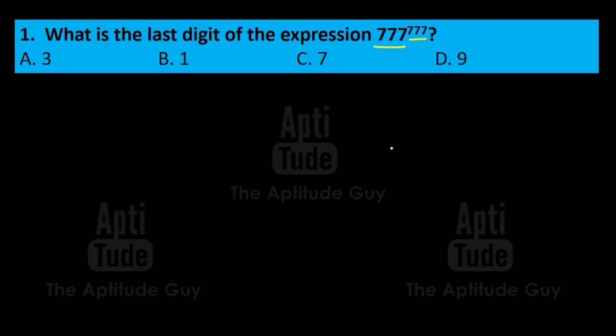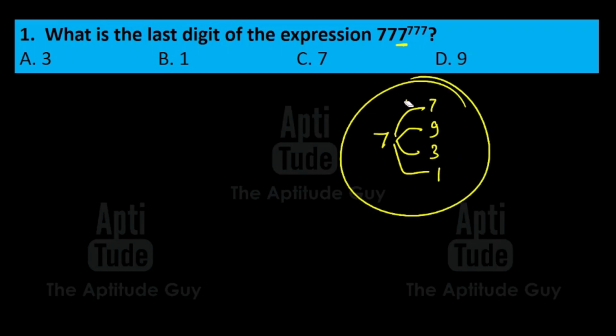The first thing we do in such questions is write down the power cycle of the base value. The base value over here is, of course, 7. 7 power 1, 7. 7 power 2, 49, so 9. Then 9 sevens are 63, so 3, and then 3 sevens are 21, so 1. This is the power cycle of 7. If you do not understand what this means, then like I said, definitely watch the first video and then come back over here.